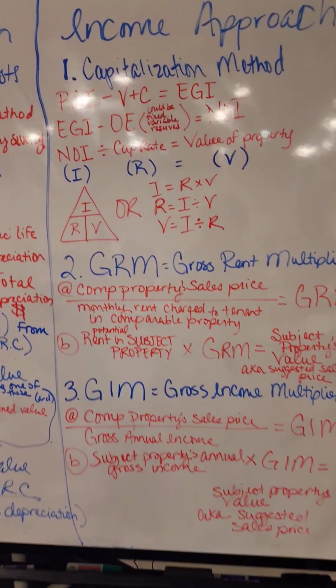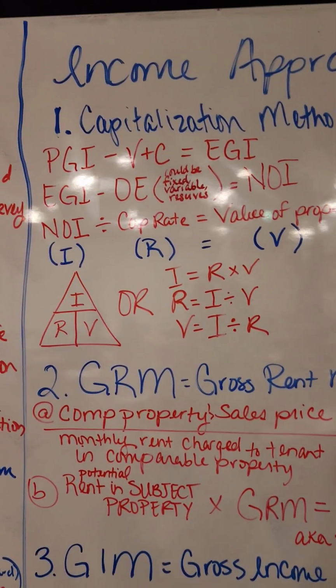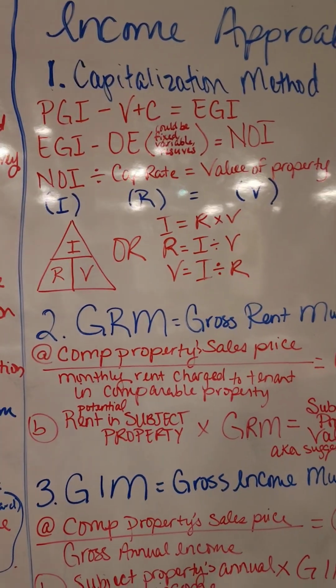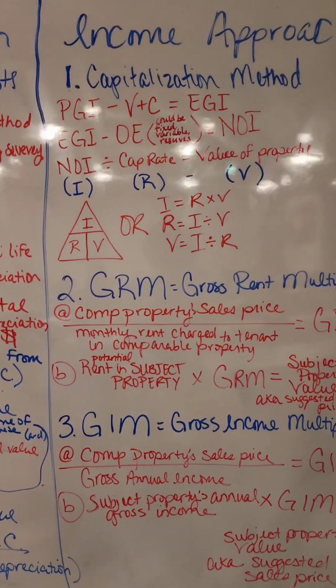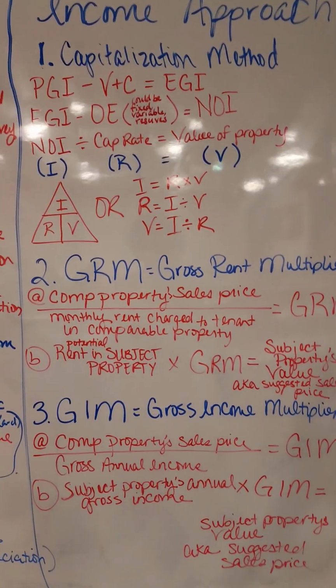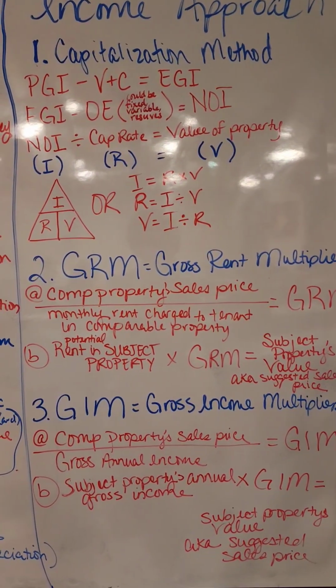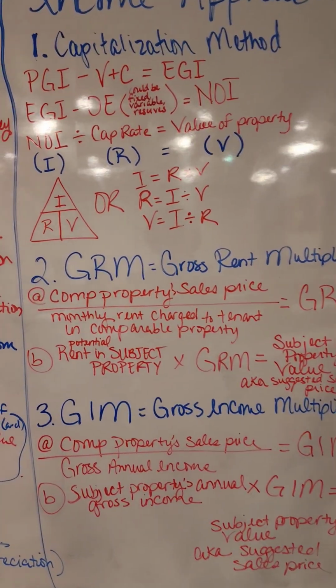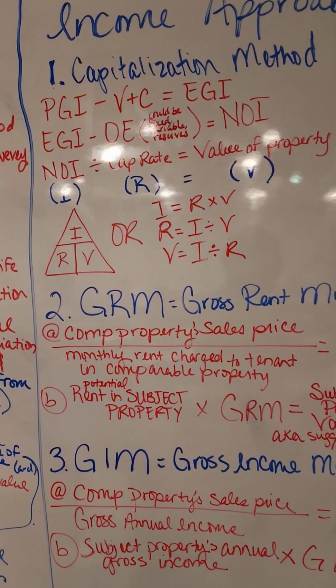So when we see these letters here, PGI minus V plus C equals EGI. PGI is the potential gross income. That's all the money that could potentially come in from the units. Then you have to subtract out for potential vacancies and collections, like evictions, that process. Once you take that out, you have the effective gross income.